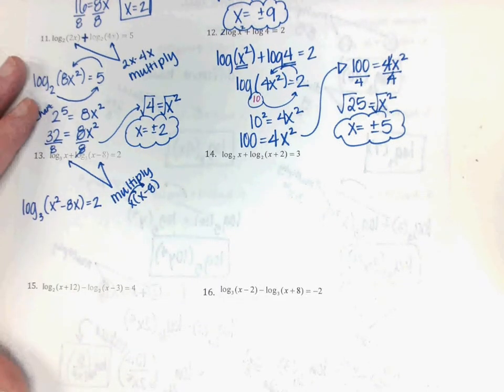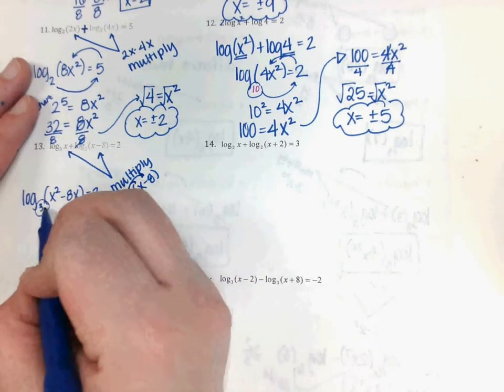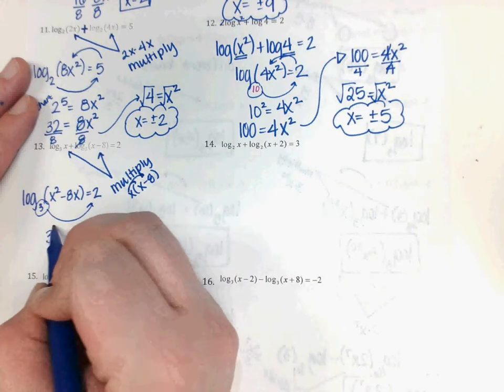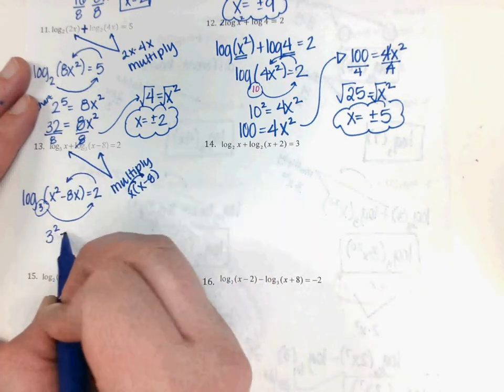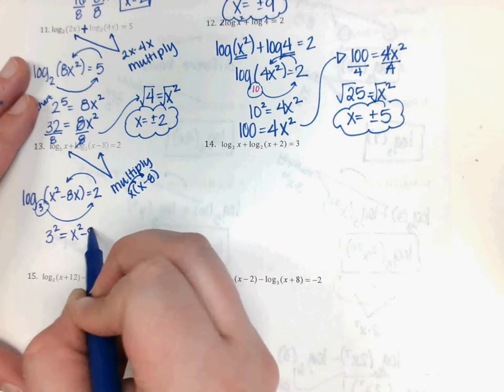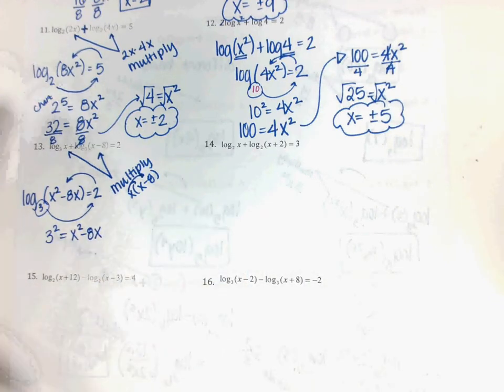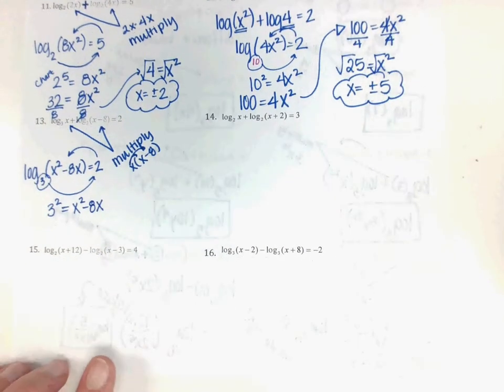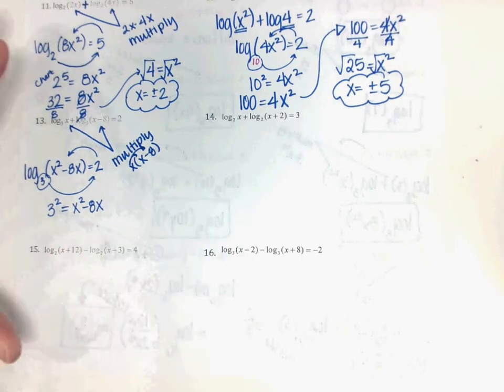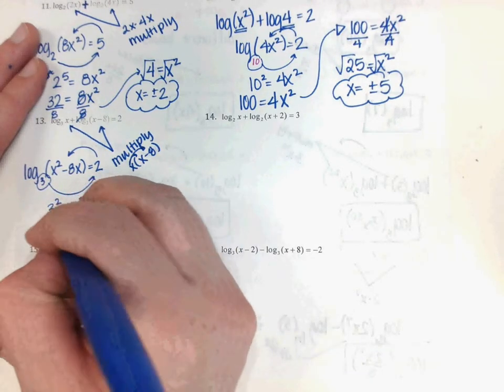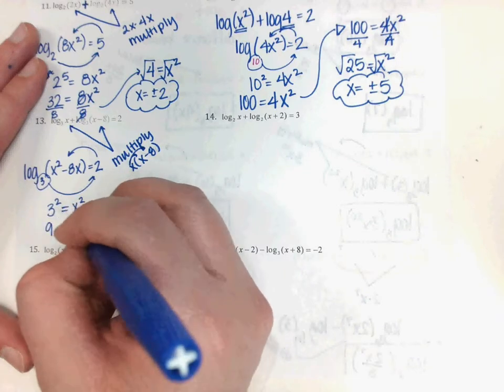Where does my loop start? What base? 3 up to the 2. Bring it back around equals. And then I have an x squared minus 8x. From there, I convert my 3 squared back. What's 3 squared the same as? 3 squared is 3 times 3. 9. What do you do from there?